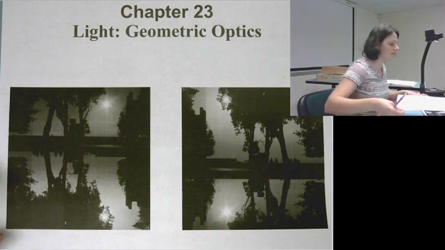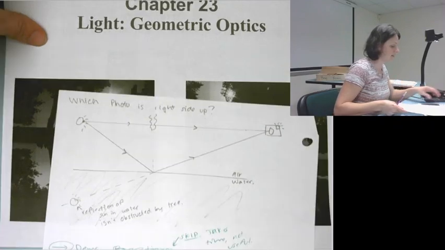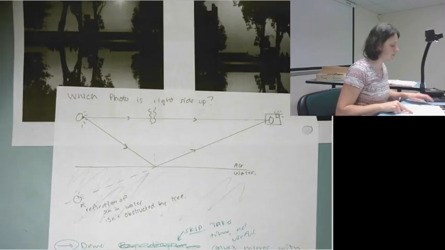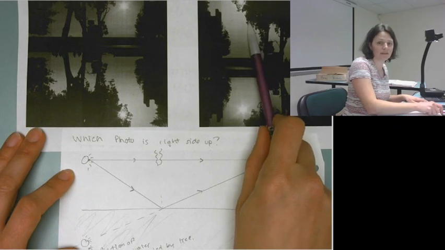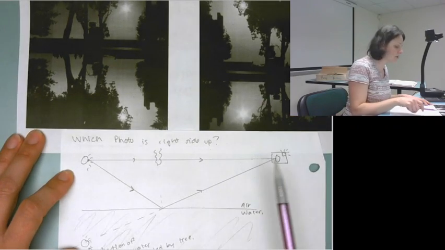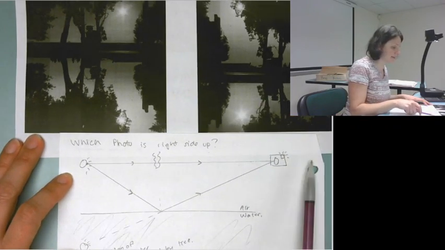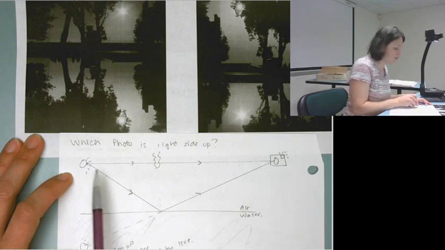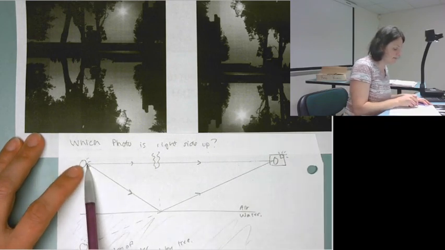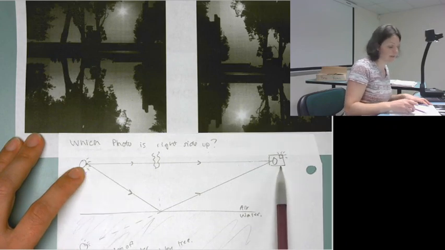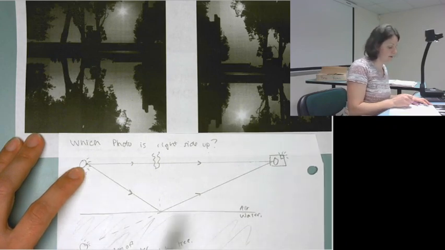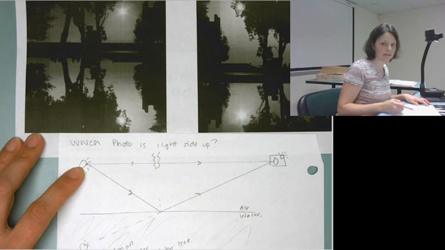So the answer lies in this. We're trying to figure out which photo is right side up. And it turns out that this photo over here on the right is right side up. And your book goes through it, but I wanted to go through it myself because I think that this is super cool. So if you imagine these diverging packets of light coming out of the sun, and then there's the camera over here. The camera is obviously above the water. So here's my air-water interface.